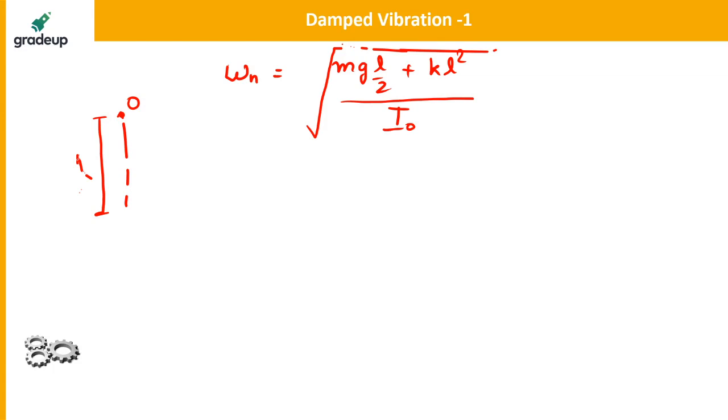This is I CG, and this is I naught. So you have to use the parallel axis theorem. How to calculate I CG? What will be I CG? Quickly tell me. I CG for a rod, the moment of inertia about the center of gravity, will be m L square by 12, where m is the mass of the rod.